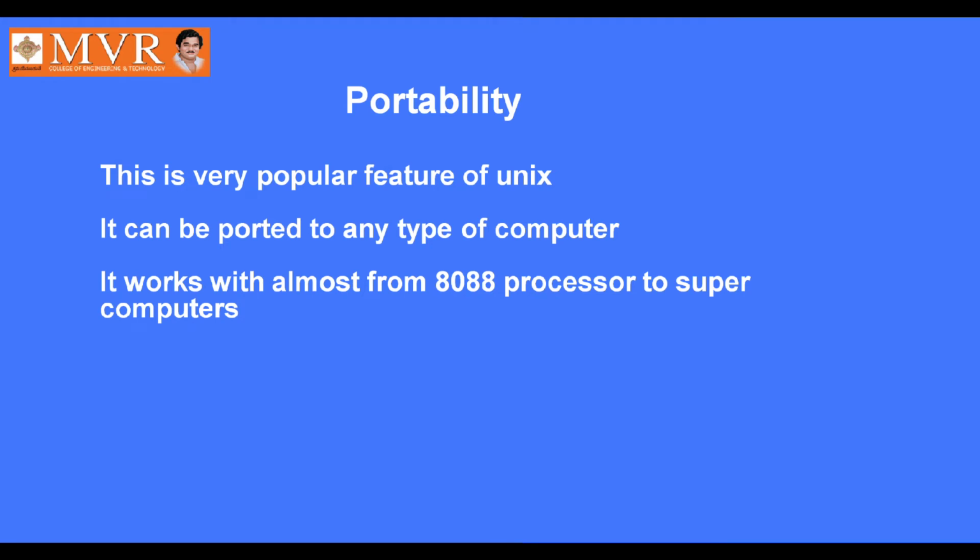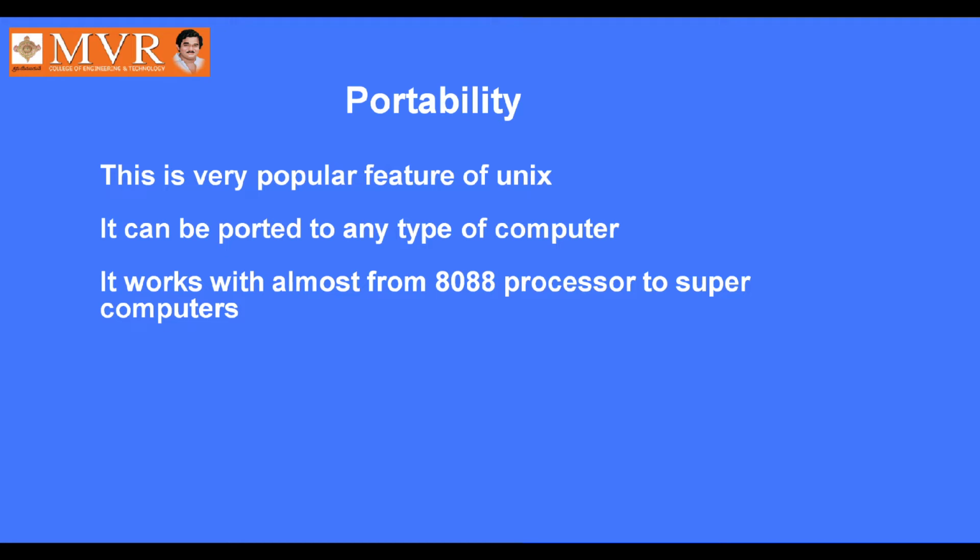And the next one is portability. What is this portability? One of the main reasons for the universal popularity of Unix is that it can be ported to almost any computer system. So what is meant by porting? That is, you can use the same Unix in any of the systems available in the world.